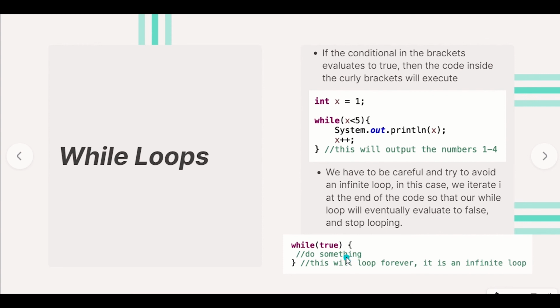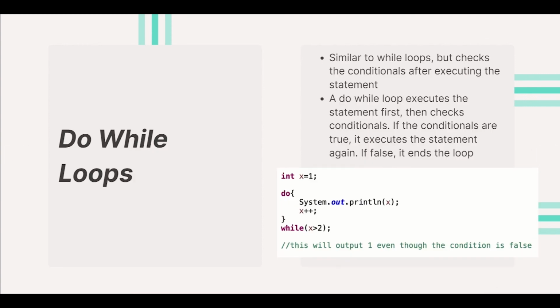All right, the next type of loop is a do-while loop. A do-while loop is similar to while loops, but it checks the condition after executing the statement. So it works like this. It executes the statement that you want to repeat, and then it checks your condition, and if it's true, it does it again, and whenever it's false, it ends the loop and it moves on to whatever you have over here.